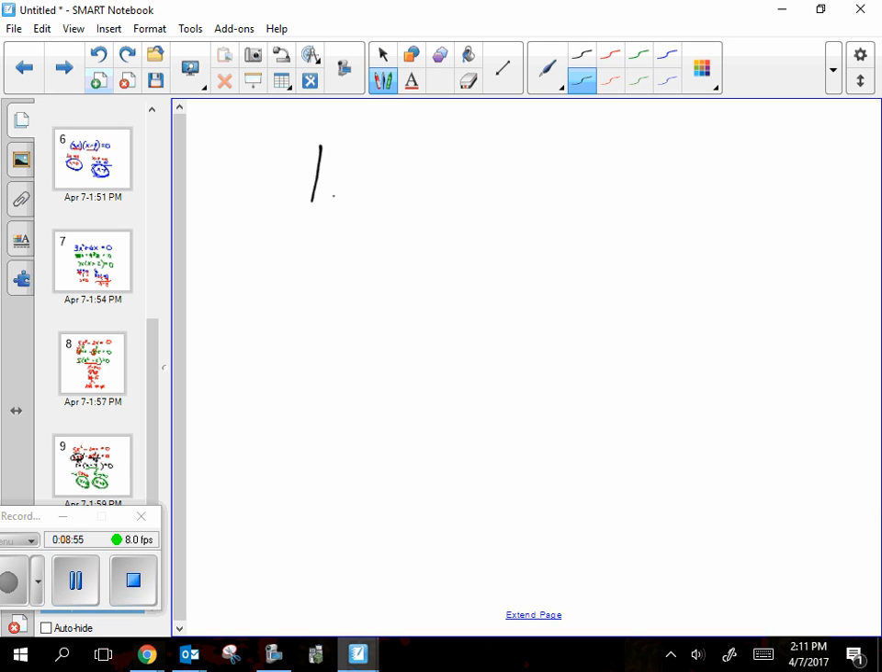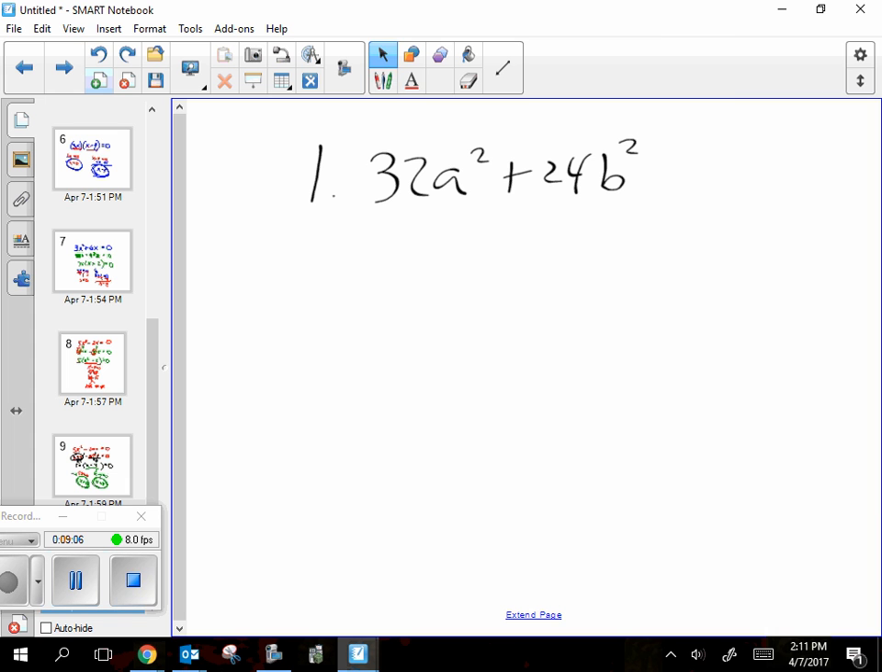Number 1. It says 32a squared plus 24b squared. Now we're going to need our people that are good at multiplying to help out with breaking this puppy down. So what's in common, right? Yeah, what's in common? A. What makes 32? 4 does go into both of them. 4 times what? 4 times A. Yep. And then this is AA, and this is BB.